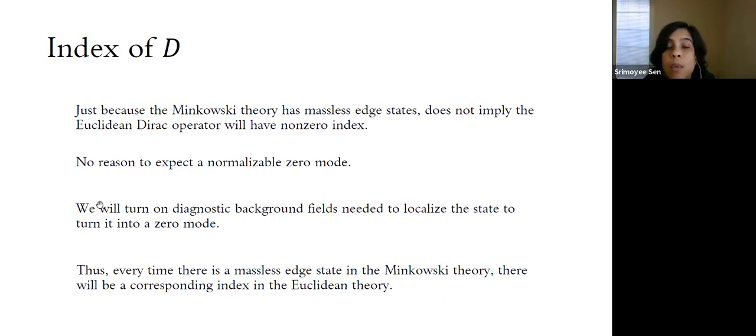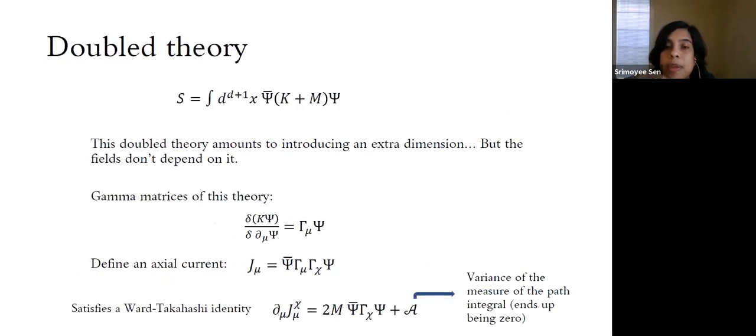So what we will have to do is turn on diagnostic background fields in order to make the modes normalizable. So we have to localize these modes, and then we'll be able to relate it to the index of the operator. The Euclidean Dirac operator has a non-zero index only when you're able to localize the modes. So if you do this, then every time there is a massless edge state in the Minkowski theory, you'll end up with a Euclidean theory with non-zero index for the Dirac operator.